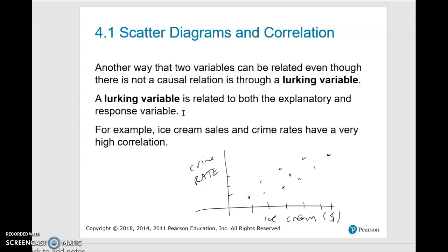So we have to be careful. There's a lot of things that are correlated that aren't really related, other than that they both are trending in the same direction.